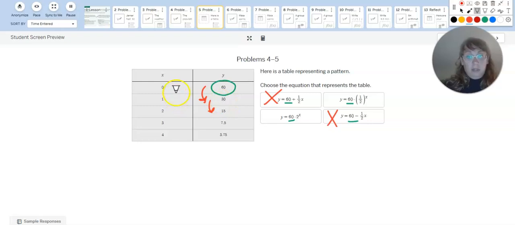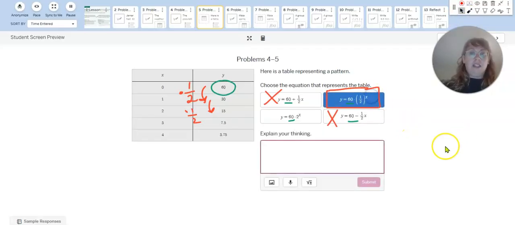60 to 30, we're multiplying by a half or dividing by 2. Half of 30 is 15. Half of 15 is 7.5. Half of 7.5 is 3.75. So we see that our common ratio is 1/2. So we're going to select that option. And I want you to take some time to fill in the explain your thinking. What are the key principles that we pointed out to get us to that option? Pause the video if you need to, and then when you're all set, push ahead to slide 6.